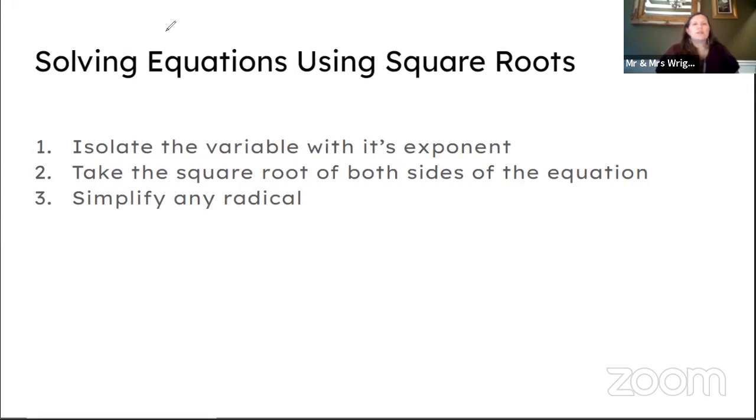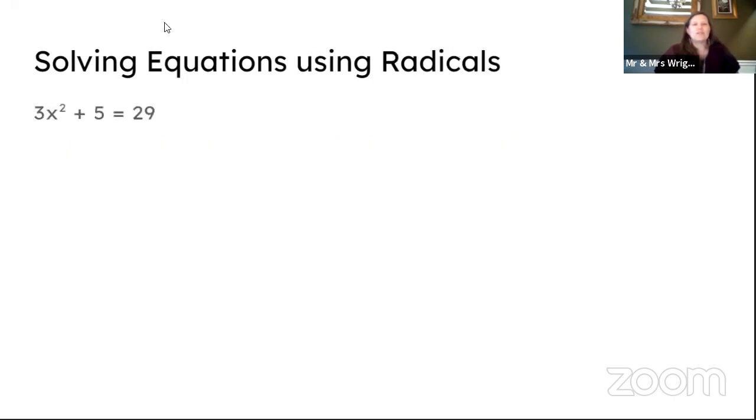Now, English is hard when it's in words. When you have math in word form, it's like, oh, what does all that mean? So guess what? We've got an example for you, to make it a little easier. Solving equations using radicals. The first step we said was get the variable with the exponent by itself. So our variable and exponent here is x squared. All right. So in order to do this, remember we have PEMDAS.